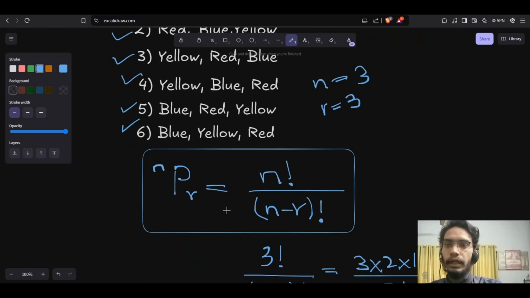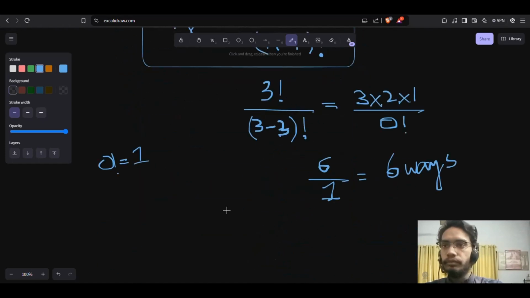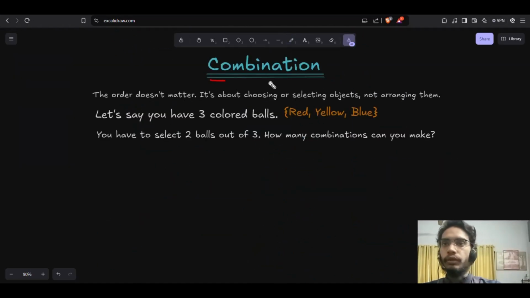I hope you understand how to perform a permutation. Now let's come to the combination. Combination is also easy, but the thing here is that order doesn't matter in combination.